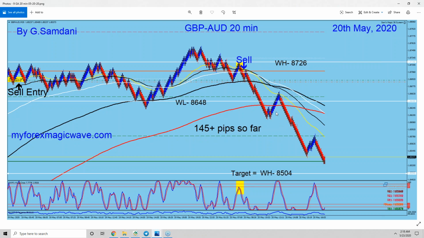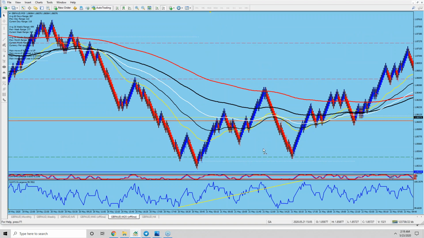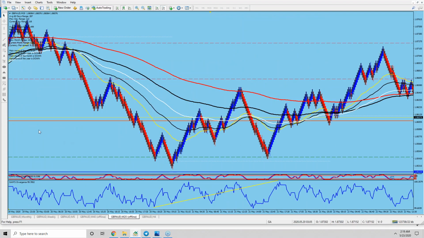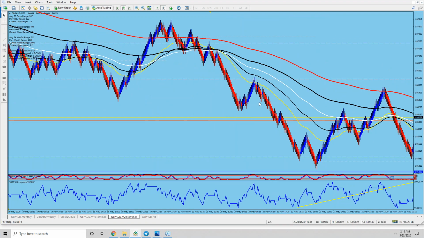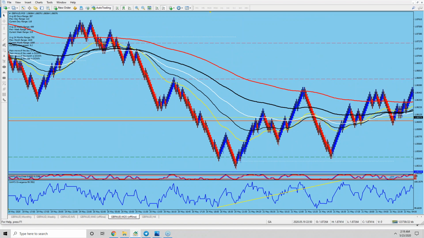It gave me a beautiful by-the-book entry here as well, but I didn't take that one because I was already in here, and then some other pairs, so you don't want to be too much in the market, right? So now here, let's take a look at this pound Aussie. Where was it? Right here. This is where it is. See, the day started here, and then it went up a little bit, and then came down all the way, right? Okay, I was in here.